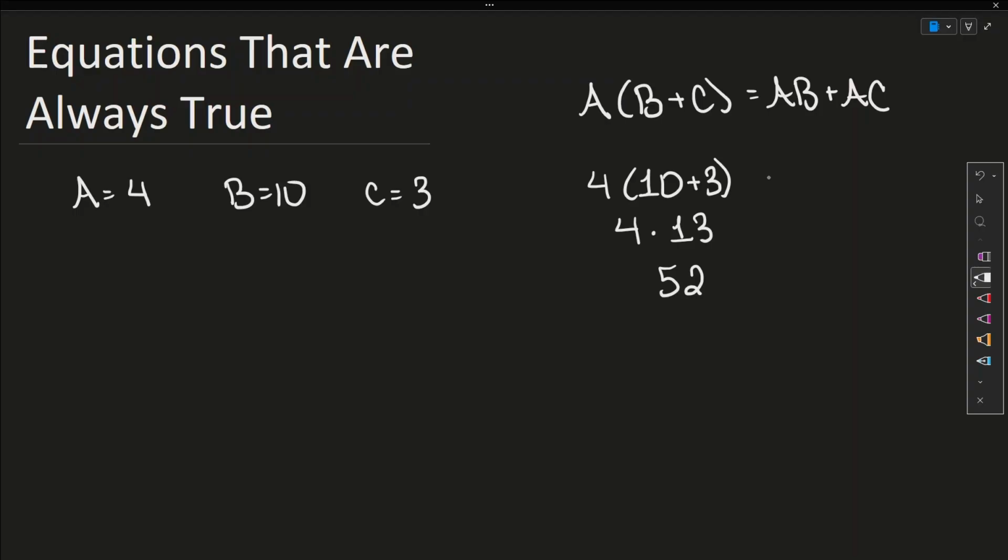Now, let's look at the other side. 4 times 10 plus 4 times 3. That gives us 40 plus 12. And 40 plus 12 is 52. Both sides equal 52. So the equation is true for those values. But it is not only true for those values. It is true for all values. That is what makes an equation an identity.